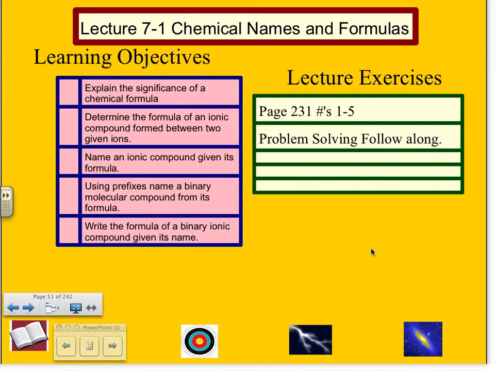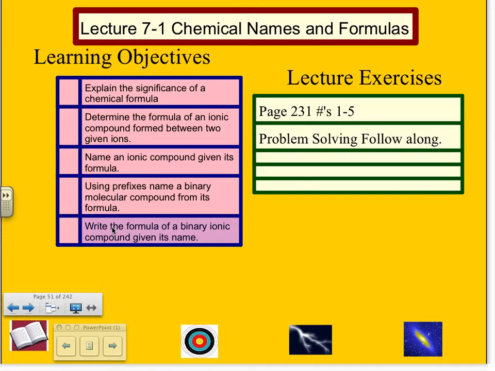I want to point out first that our objectives for this chapter are to explain the significance of a chemical formula, determine the formula of an ionic compound formed between two given ions, name an ionic compound given its formula. We want to, using prefixes, name a binary molecular compound from its formula. And we want to write the formula of a binary ionic compound given its name.